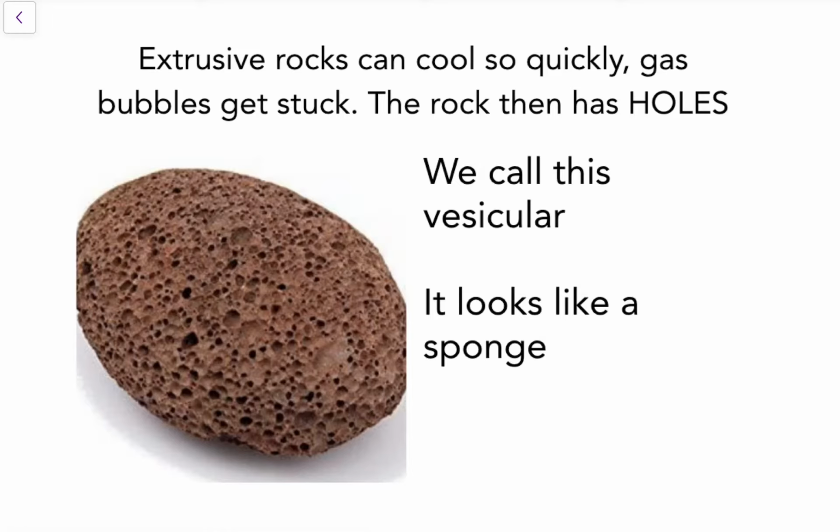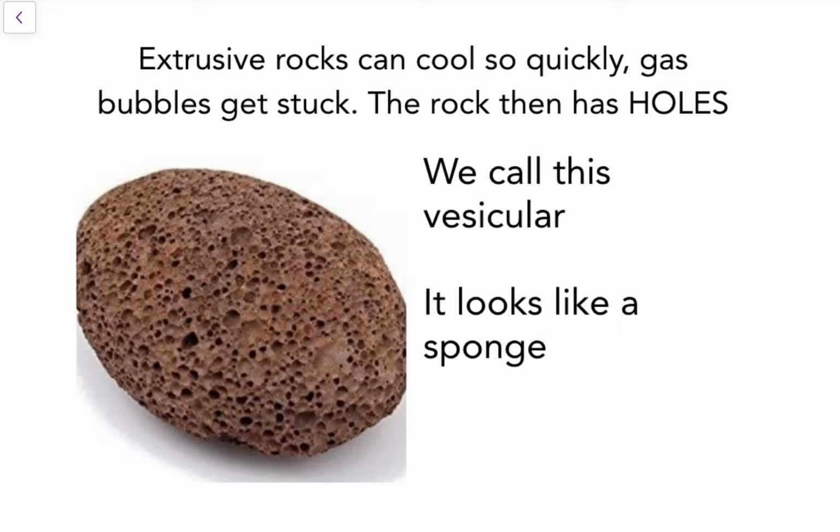Sometimes no crystals form in the rock. Sometimes the igneous rock, the extrusive rock, cools so quickly that crystals aren't able to form. The rock might even cool so quickly that gas in the lava gets trapped in the rock and then ends up creating holes from the gas bubbles that were stuck in the rock. So in this case, we might get a rock that has holes in it. Extrusive rocks can cool so quickly, gas bubbles get stuck. The rock then has holes.